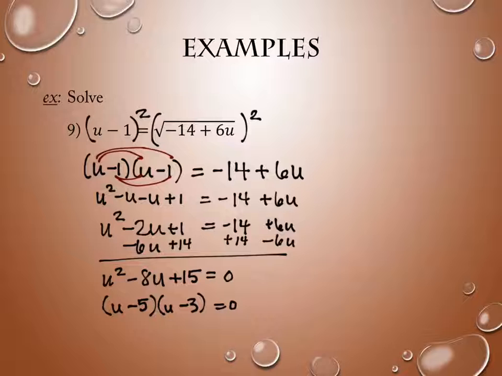Okay, everybody good? Okay, what's next? Yep, set each one equal to 0. So I have u minus 5 equal to 0, u minus 3 equal to 0. What values do I get for u? 5 and 3.